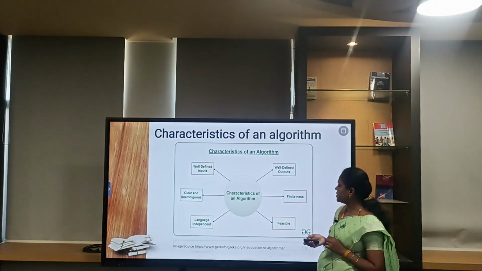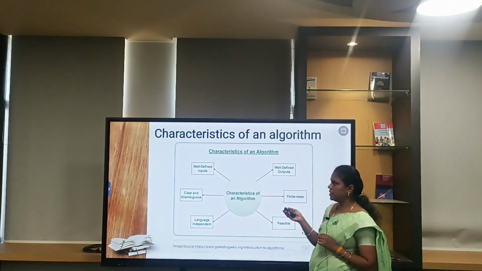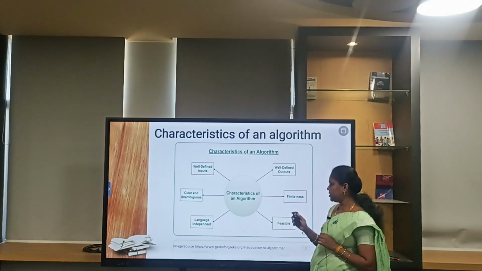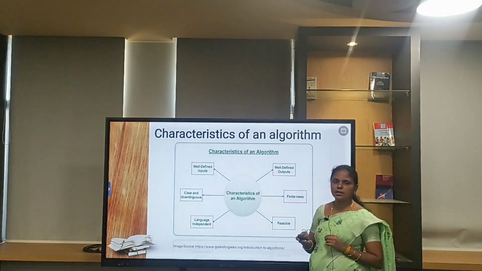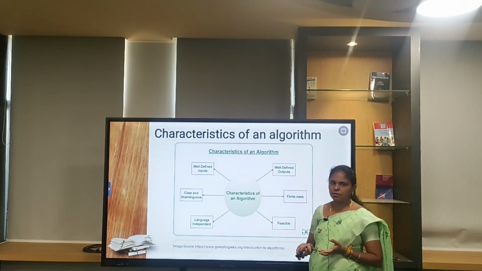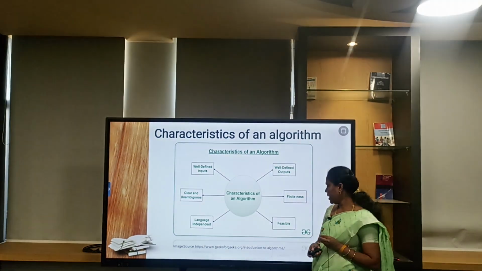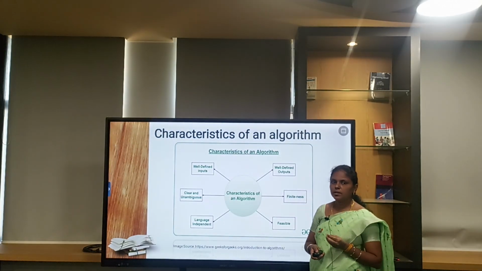Again, it is represented in diagram format. Here, well-defined input and output, and well-defined, clear and unambiguous. Then finiteness, which we already discussed. Language independence is one more thing, and feasible. Language independent means it does not depend on any particular language. You can write your algorithm in simple natural language, so that it can be converted into any programming language. It is feasible, meaning it can be worked by anyone, and it can produce any number of solutions.